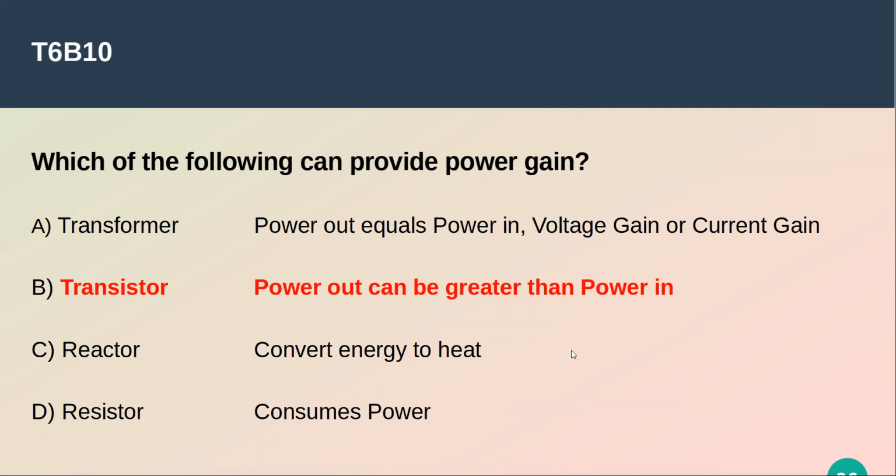A reactor, I assume they're talking about a nuclear reactor. That's true. And it converts energy to heat. It's an active device, but I don't know that you call that power gain. It's just conversion of energy. Same amount of energy you started with, you're just converting it to heat.